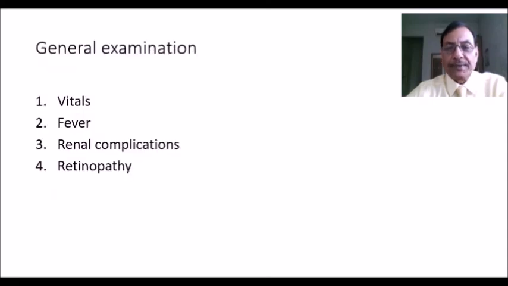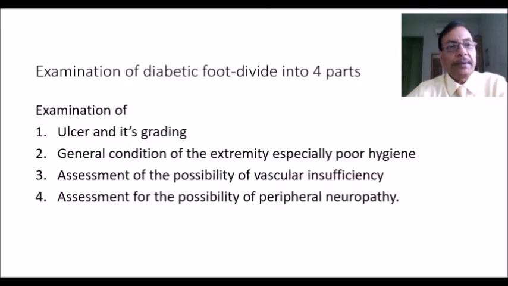When we start the general examination, vitals are to be taken. There is an infection, so systemic temperature becomes important, and of the complications of prolonged diabetes, mostly there are two, renal complications and retinopathy, which are to be looked into in that particular patient.